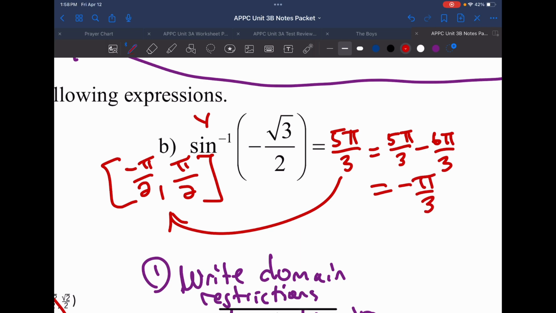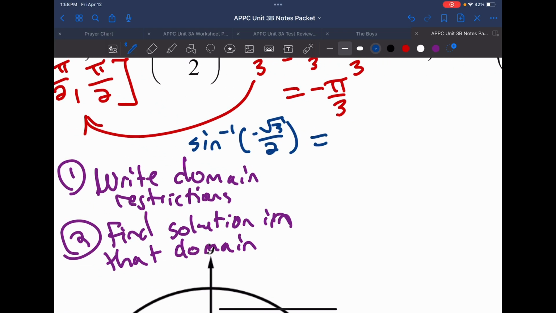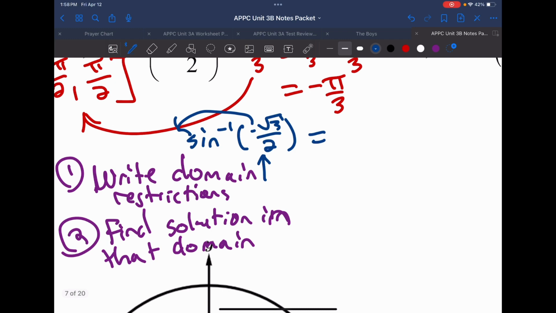Okay. And another cool thing you can do here, you'll see this done a lot because that's a little bit confusing. Let's do it in blue. So say I'm going to do the same problem, sine to the negative 1 of negative square root of 3 over 2. When you're solving this, there's a property of sine that lets you do this, to where if you have something inside the argument of arc sine, you can move the negative to the front and it'd be the same thing. So I can evaluate this as negative arc sine of square root of 3 over 2.